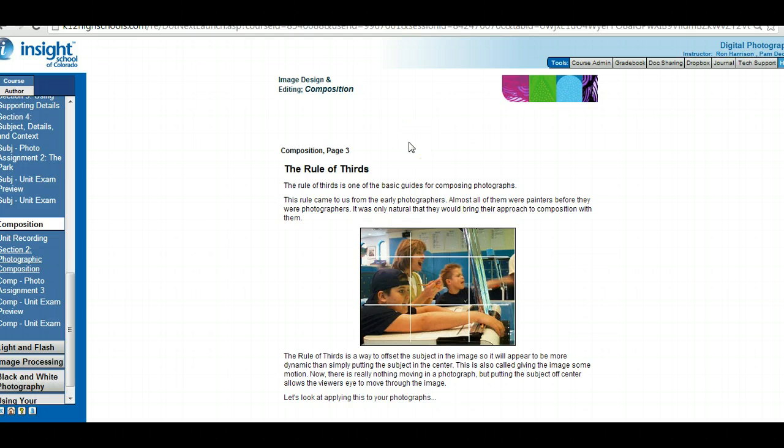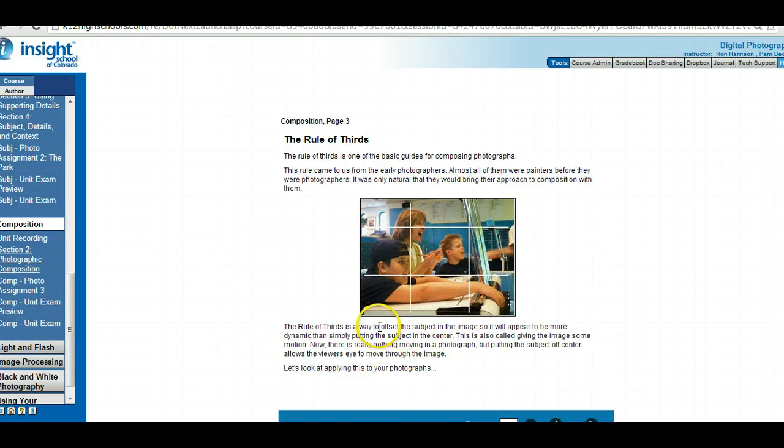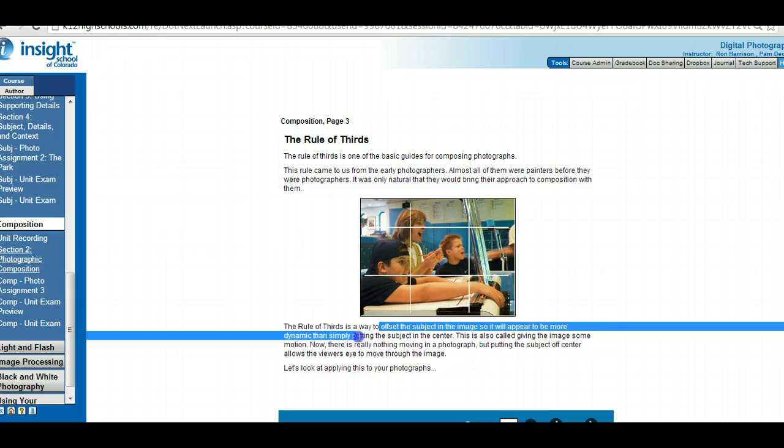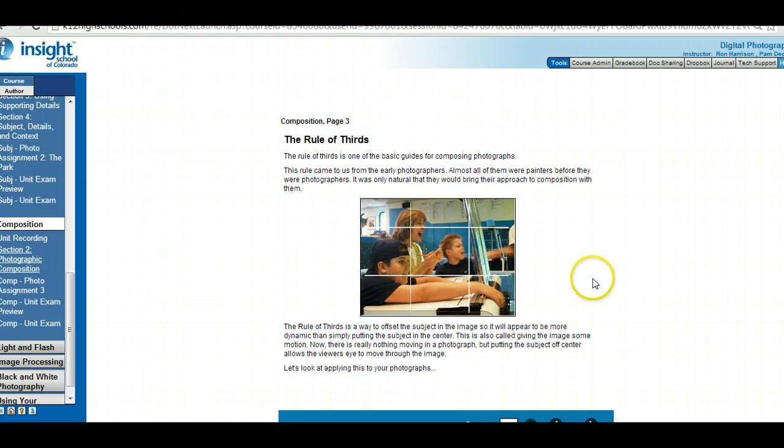So the rule of thirds. As you can see on this picture, the rule of thirds is a basic guide to composing photographs. And it came in from early photographers. Almost all of them were painters before they turned to photography, and it was natural that they would use composition within their pictures. So what the rule of thirds does is it offsets the subject in the image so it will appear more dynamic than putting the subject in the center.